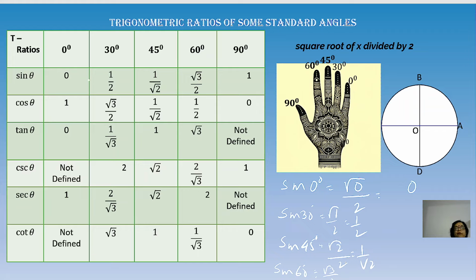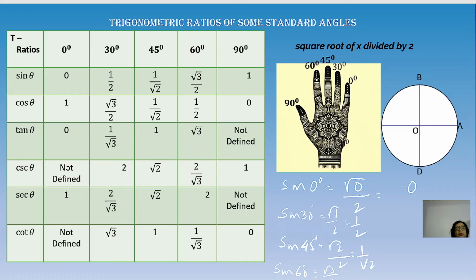So only if you know the values of sine, the other values can easily be remembered. How? Sine is 0, half, 1 by root 2, root 3 by 2 and 1. So cos theta is just the reversal of this. The 90 value we put over here at 0 and all the remaining values in the same sequence, in the reverse sequence. Now tan is a ratio of sine by cos. So if we take the ratio of sine by cos, we'll get all the values of tan. This is not defined because 1 is being divided by 0. If you divide any number by 0, it is undefined.